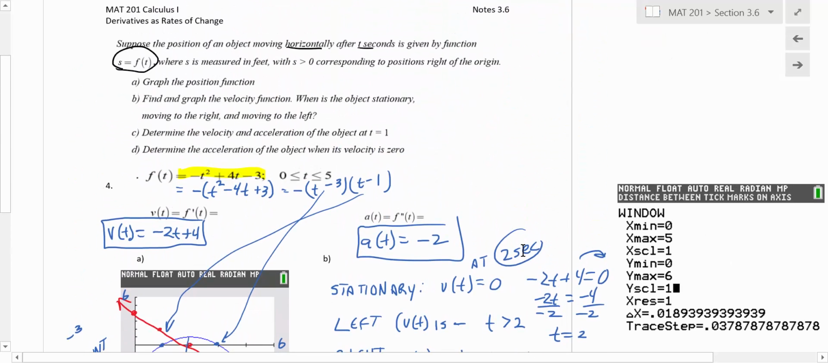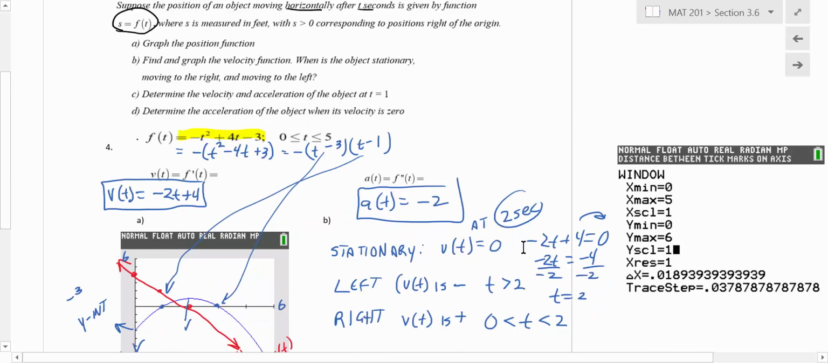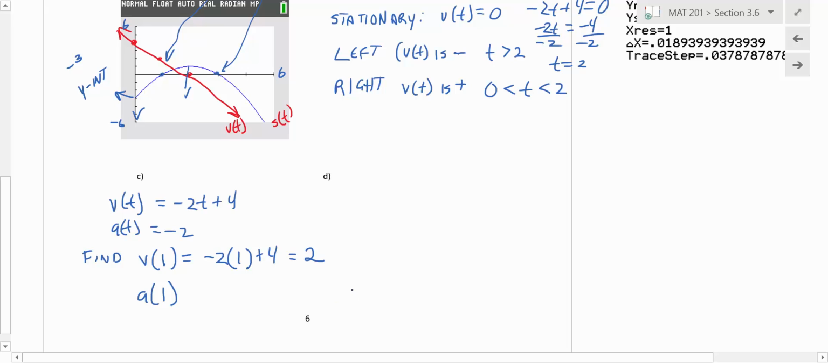And I don't know if I've got the units on this or not. I don't even know if I put units on this problem. I don't think I did. So on this one, it would just be units. It's usually feet per second, something like that.